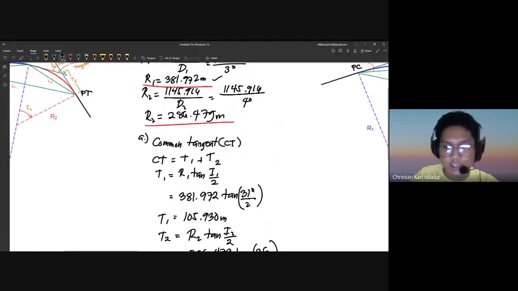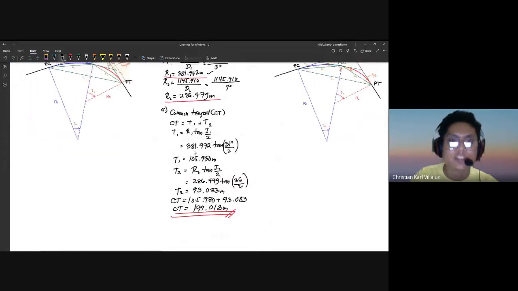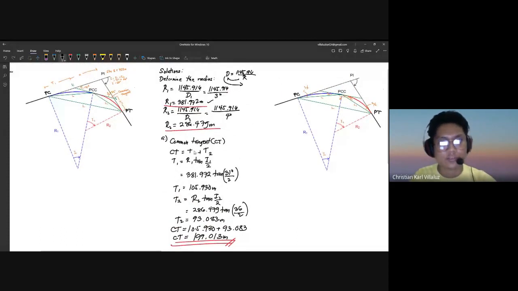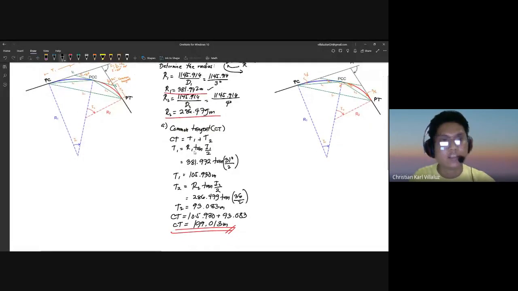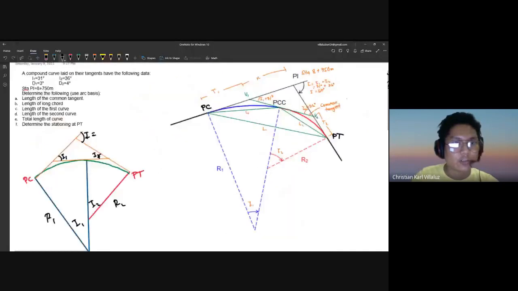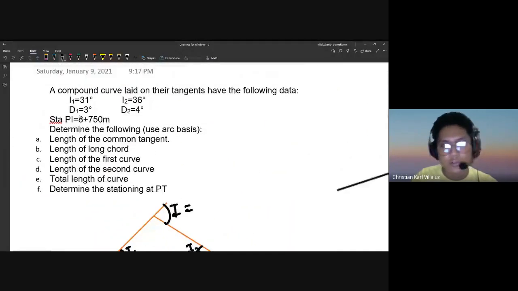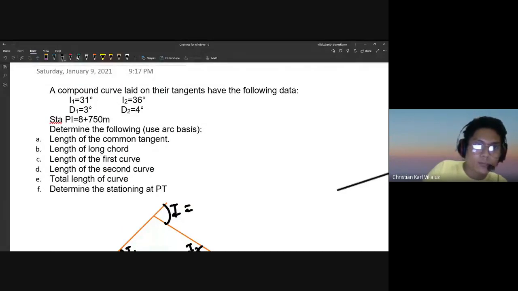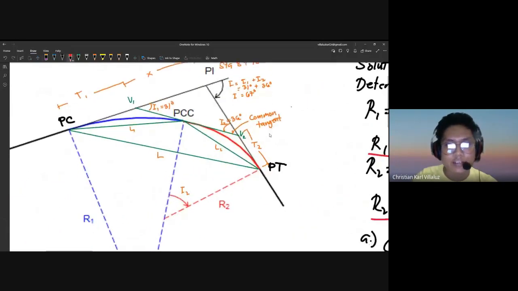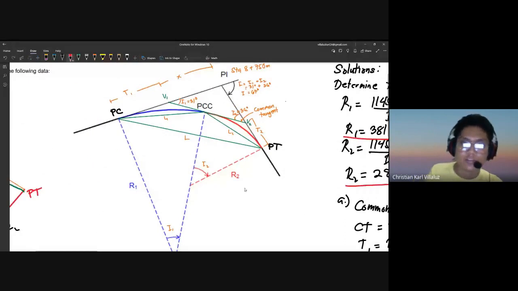So, yun na. Sagutan na natin yung unang tanong. Common tangent. So, madali lang ang common tangent kasi kahit di mo gamitin yung figure, masasolve natin siya since meron tayong radius and angle of intersection ng kada curve. So, itong second question. Length of the long chord. Saan yan dito? Ang length of long chord ay nandito. From PC to PT. That's the length of long chord.